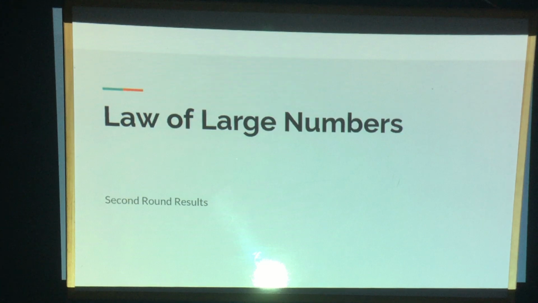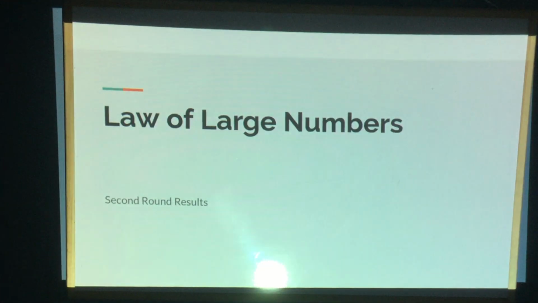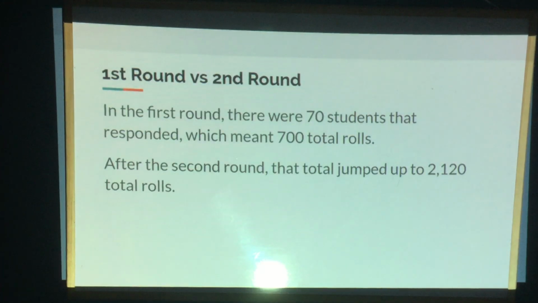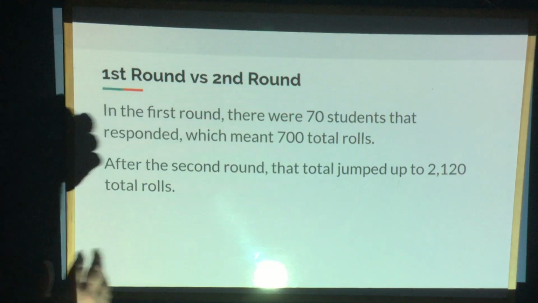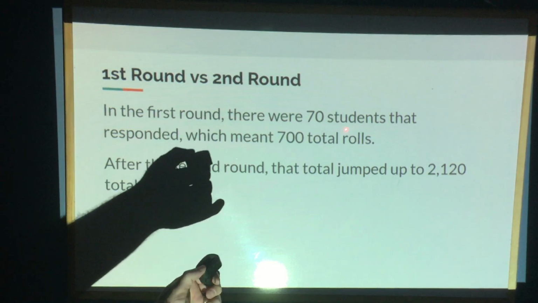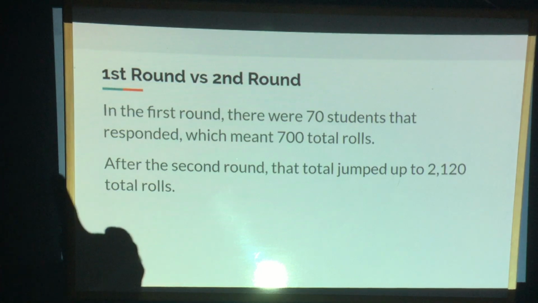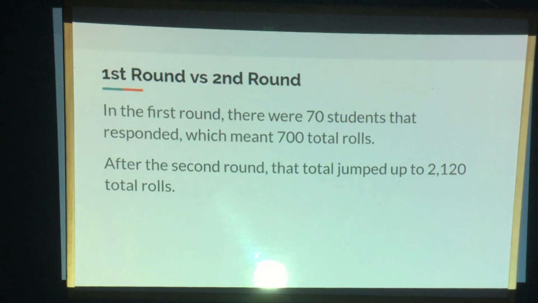So the original 70 are in these numbers. I just added the new numbers to these. So let's see how they've changed since I've asked you to do it more. All right, in the first round, we had 70 times somebody did the experiment where they rolled a four-sided die. Well, it was rolled 10 times, so 70 times 10. That meant we had a total of 700 rolls.